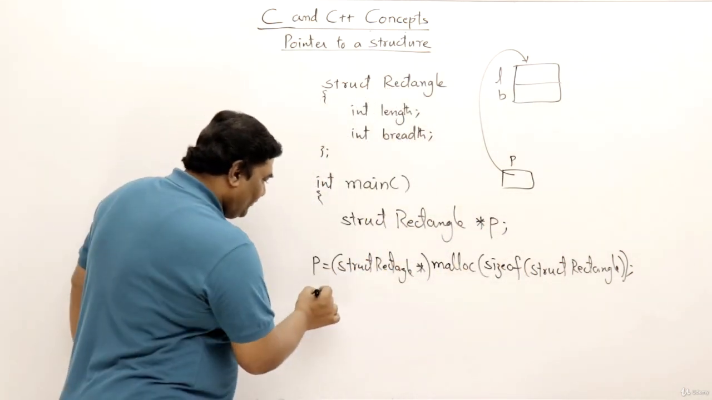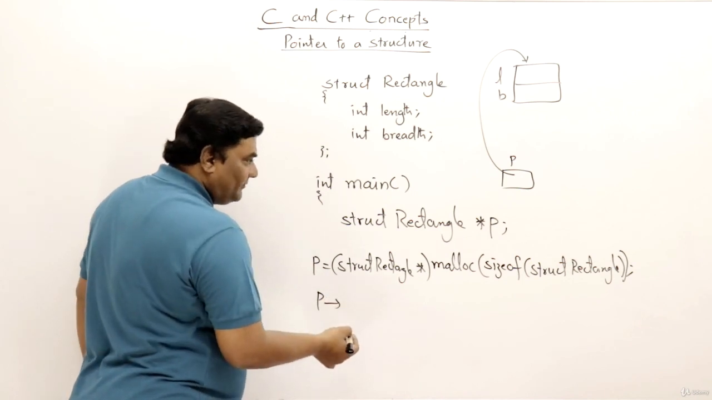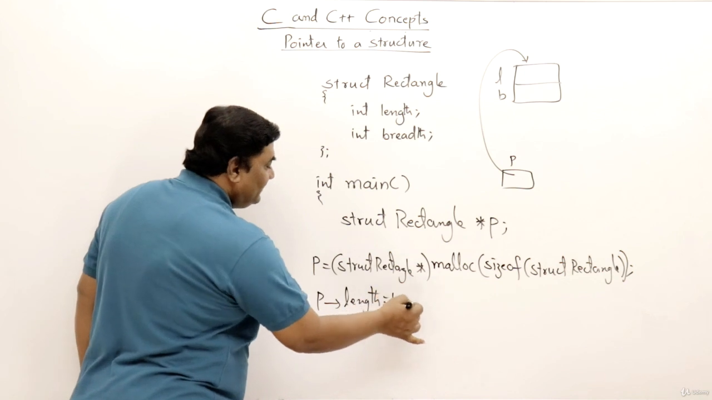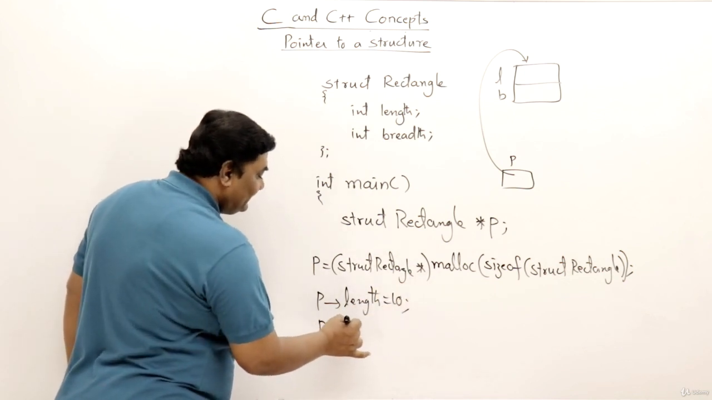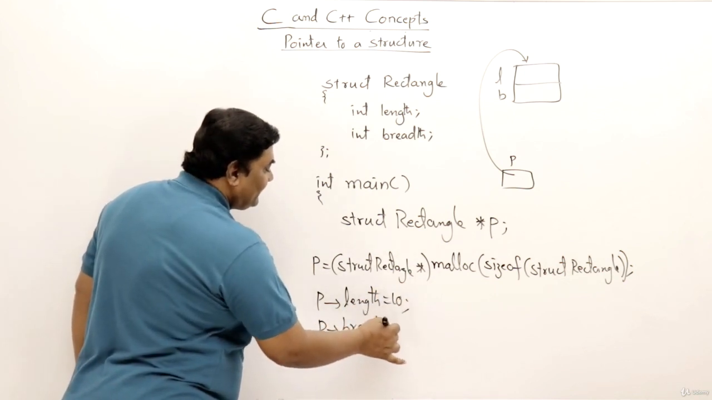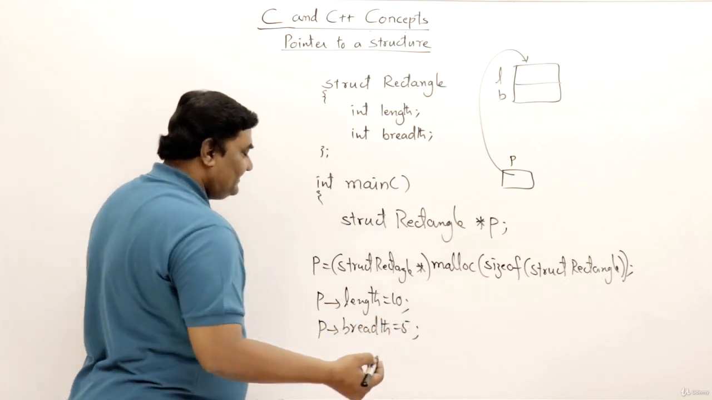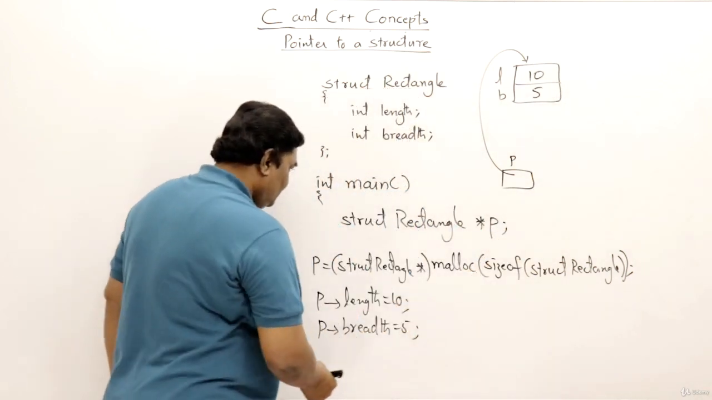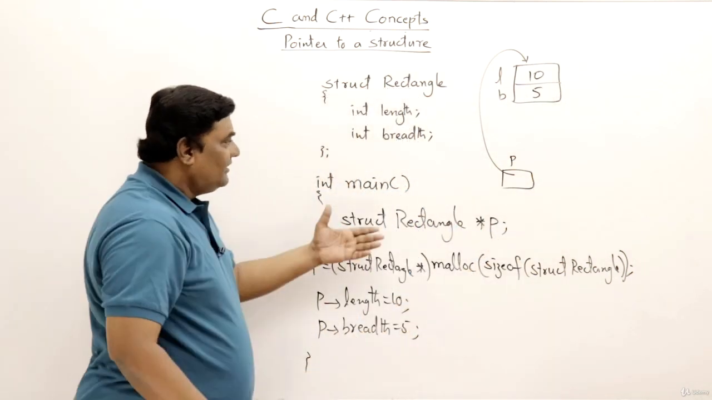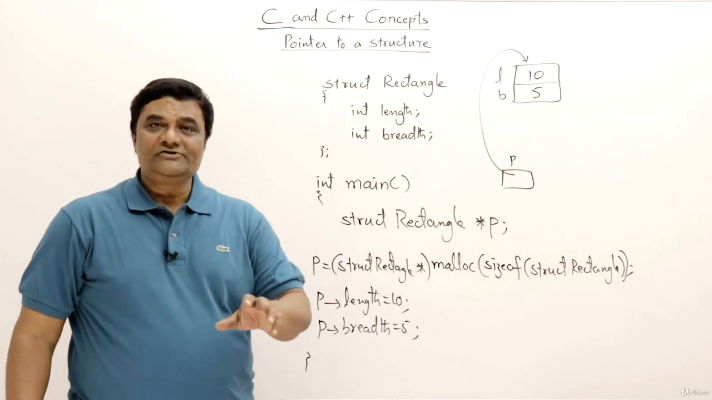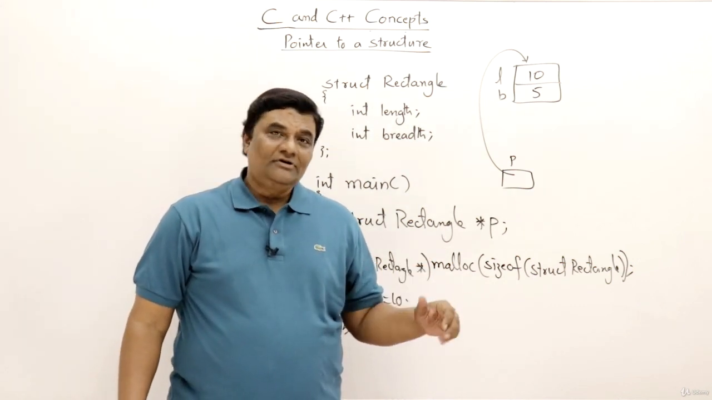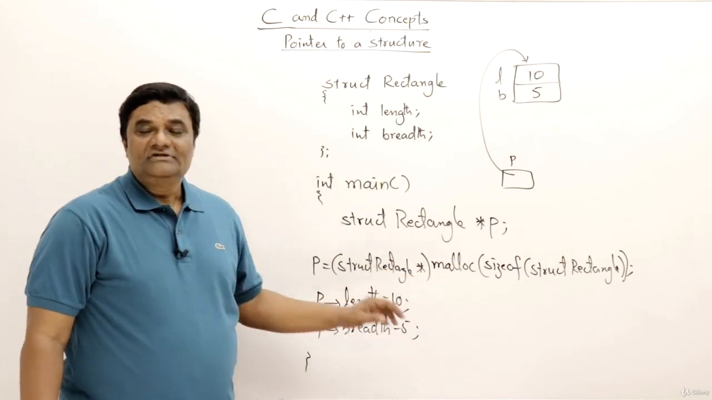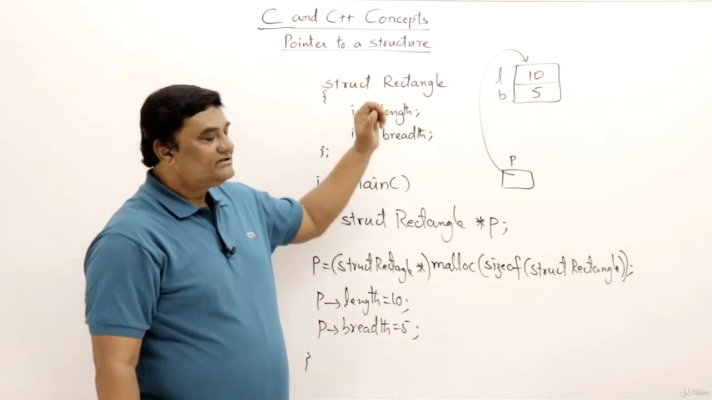This is the method. Then I want to access the member, so I can use the arrow operator. So p arrow length assign value 10 and p arrow breadth assign value 5. So this is how I can assign length and breadth. So this will be 10 and this will be 5. That's all. I have shown you how to create a variable of type structure in heap by using the malloc function. So that's all about a pointer to a structure.